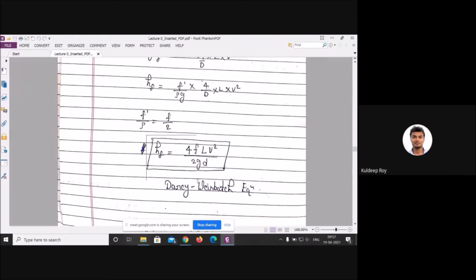Then you have derived the formula of the Darcy-Weisbach equation, which is a very famous equation. Generally people use it to define, if you know how much the frictional loss is, then you can easily define how much the head will be.